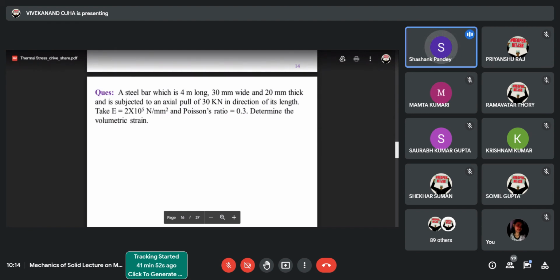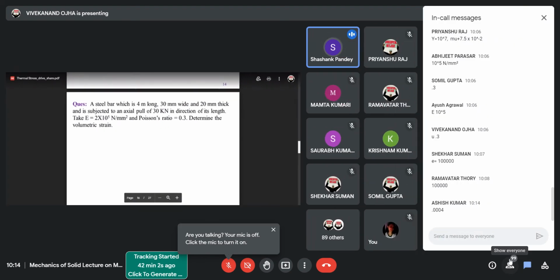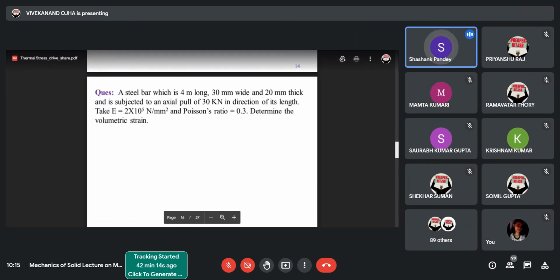Okay, so the length of the bar given to us is 4 meter, width is 30 mm, and thickness is 20 mm. It is subjected to an axial pull of 30 kilonewton. So only a single load is applied along its length, that is 30 kilonewton in direction of its length. Young's modulus is given as 2 into 10 raised to power 5 Newton per mm square, and Poisson's ratio is 0.3. Determine the volumetric strain. So we have to determine the volumetric strain.